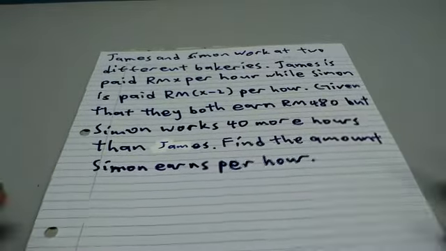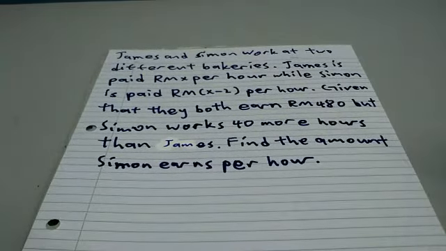And here is the question: James and Simon work at two different bakeries. James is paid RMx per hour while Simon is paid RMx minus 2 per hour. Given that they both earn 480 ringgit, but Simon works 40 more hours than James, find the amount Simon earns per hour. If you are interested in this video, please pause a while and try it for yourself.